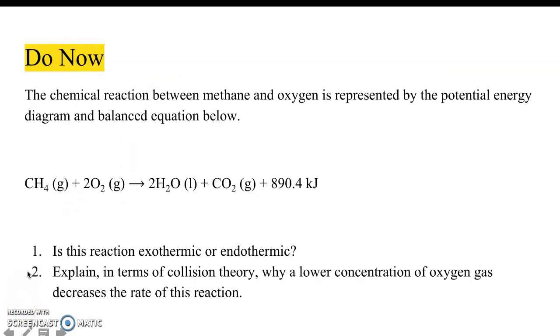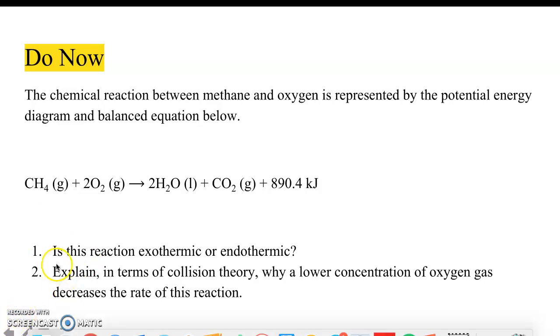Let's start with a little bit of review. So the chemical reaction here is between methane and oxygen, and hopefully you remember what type of reaction this is. But my first question is, is this reaction exothermic or endothermic? And question number 2, having to do with the previous lesson, explain in terms of collision theory why a lower concentration of oxygen gas decreases the rate of this reaction.